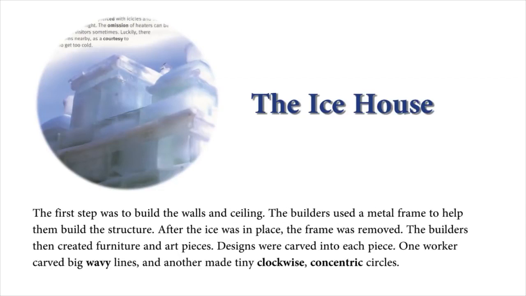The first step was to build the walls and ceiling. The builders used a metal frame to help them build the structure. After the ice was in place, the frame was removed. The builders then created furniture and art pieces. Designs were carved into each piece. One worker carved big wavy lines, and another made tiny clockwise concentric circles.